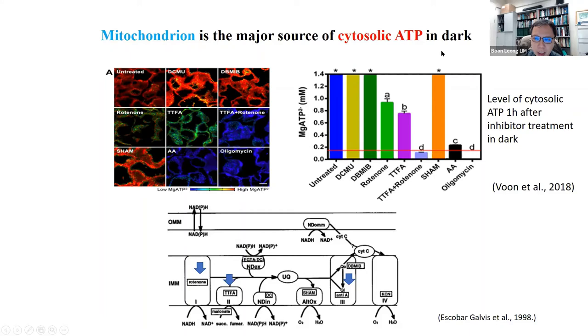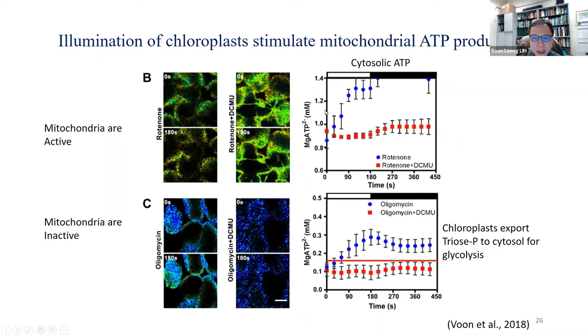And if we lower the cytosolic ATP, because it was too high and exceeds the detection limit, we use rotenone to bring the cytosolic ATP into the detectable range. Then we turn on the light, and within seconds, about 30 seconds, we can see the cytosolic ATP increased. And this is light dependent because it could be inhibited by DCMU.